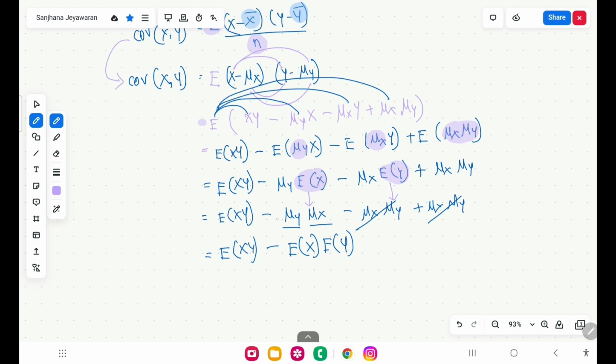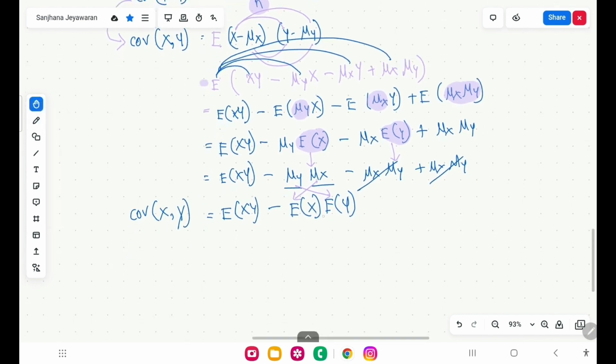Yes, mu y is expectation of x, mu x is expectation of, I think I have switched it up, guys. Sorry. So both are the same anyways. Mu y is expectation of y and mu x is expectation of x. Okay. So covariance of x and y is equal to expectation of xy minus expectation of x into expectation of y.